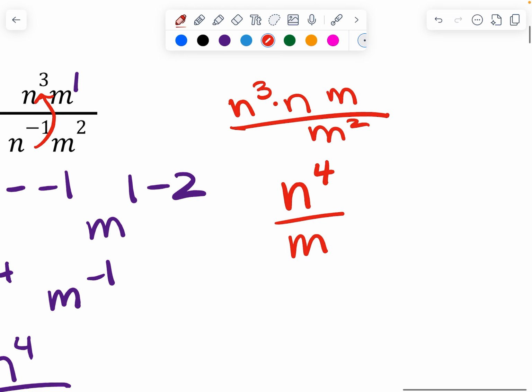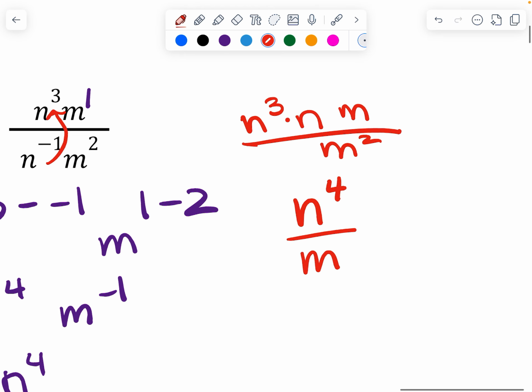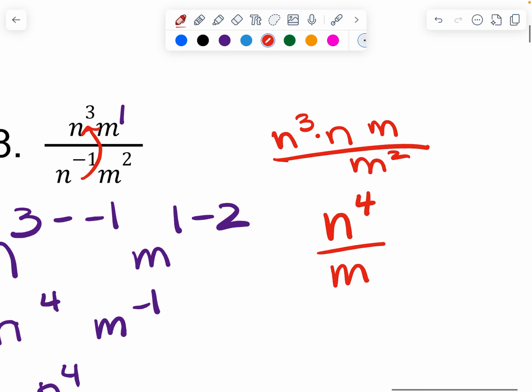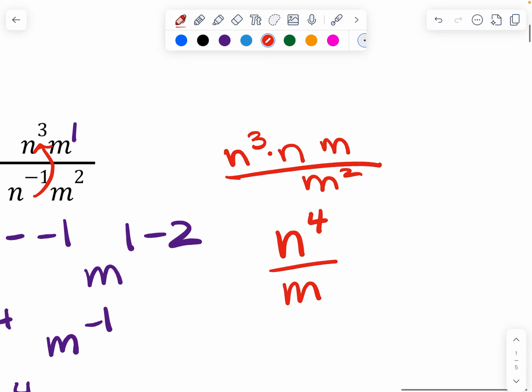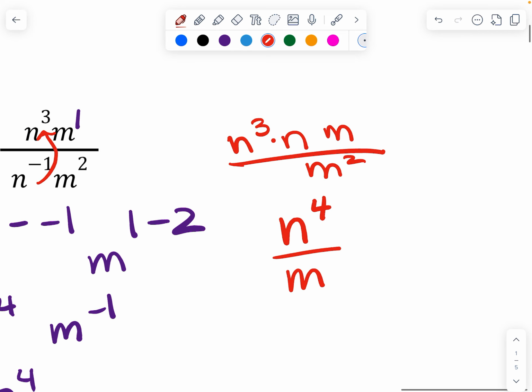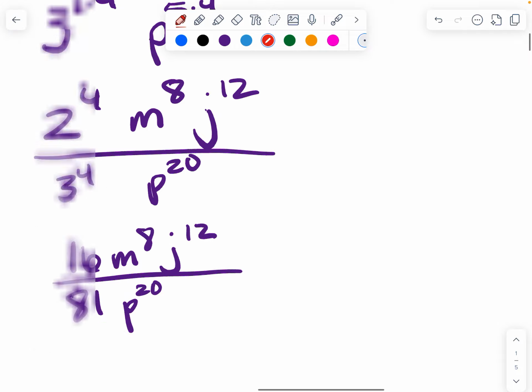Sorry, it is not wanting me to make this smaller. Come on. Why? Whatever, I can't make it smaller.